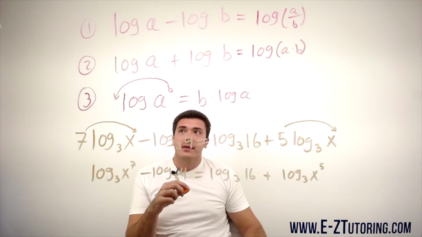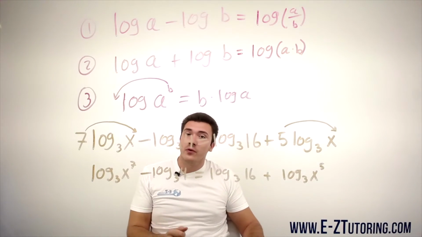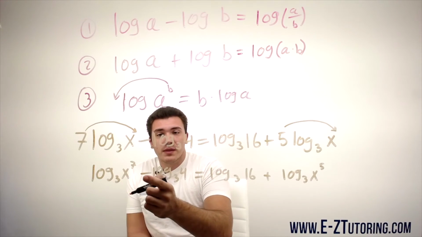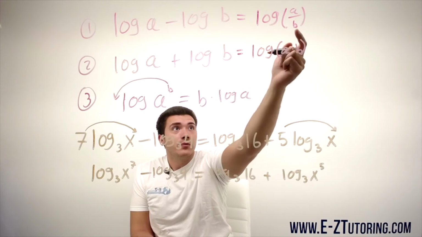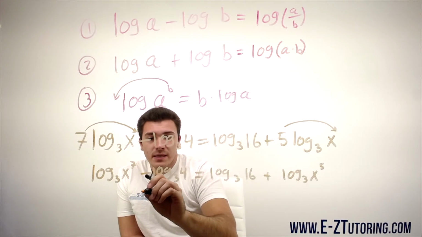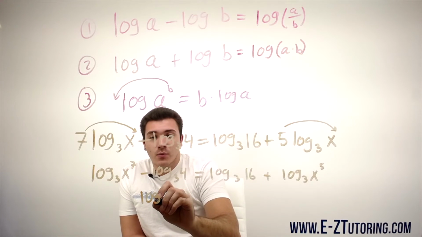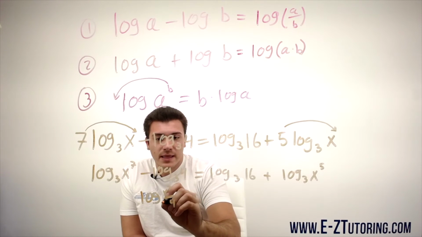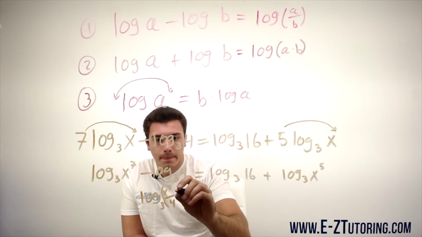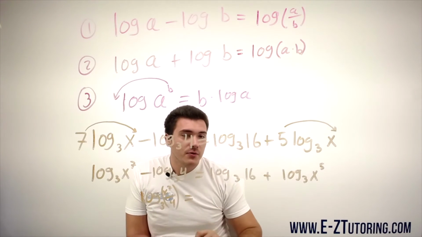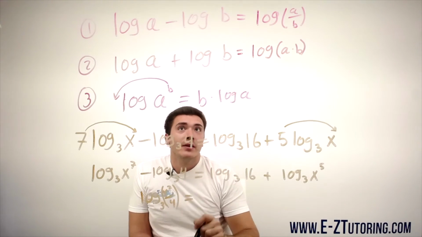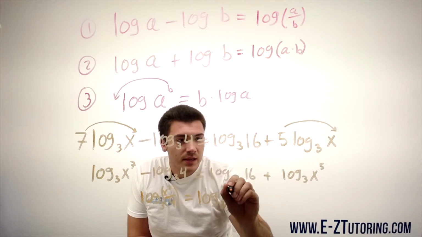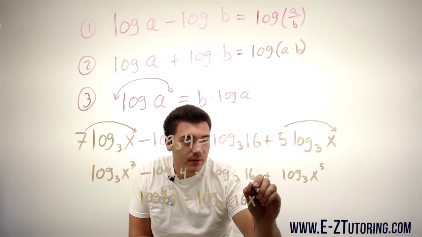So now we can start combining these. Whether you do rule number 2 or rule number 1 first does not matter. So let's go ahead and combine these. So this is subtraction, which means that we will end up using division. So we combine these into one logarithm, and we get x to the 7 over 4, and this is base 3. Then we do the same thing over here. Now this time it's addition. So addition means we multiply them. So we get log base 3 of 16x to the 5th.